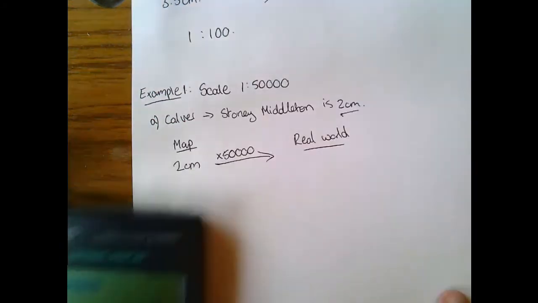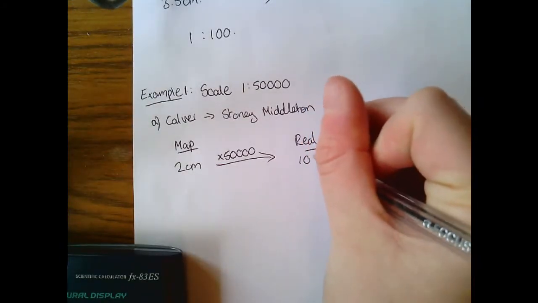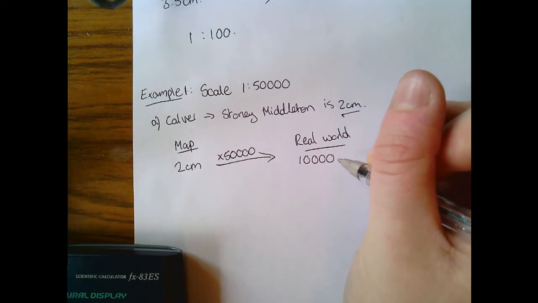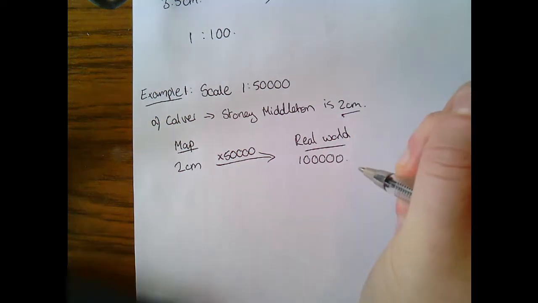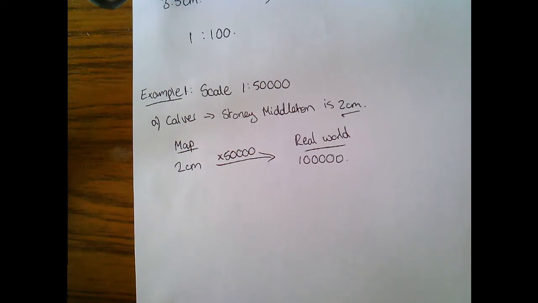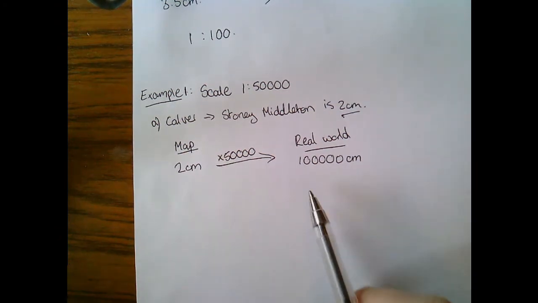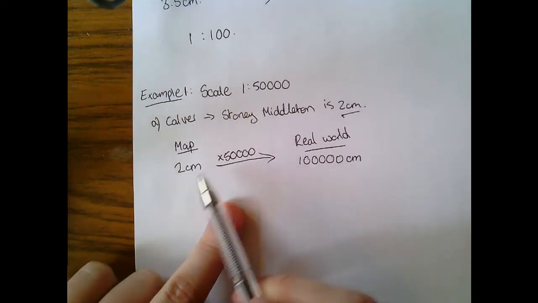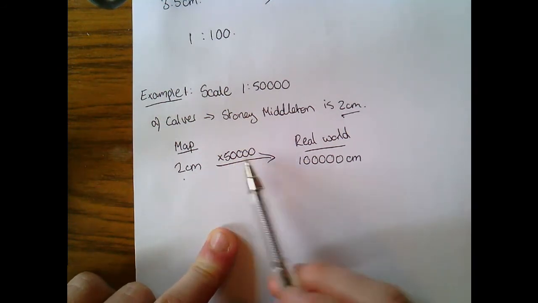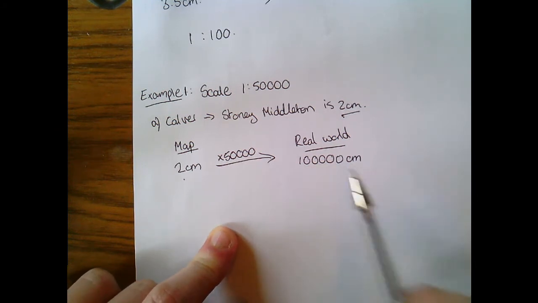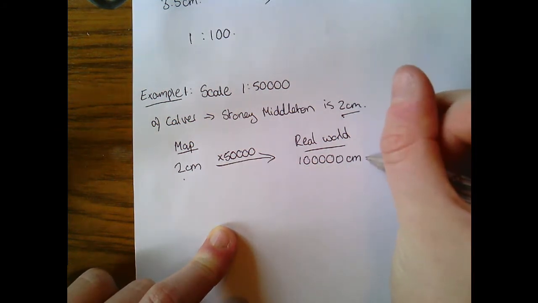That gives us 100,000 for that one. Then we look at what that actually is, because we don't usually measure things that big in centimeters. We've gone from 2 centimeters, multiplied by 50,000, and that is now 100,000 centimeters. So we haven't changed any units yet.